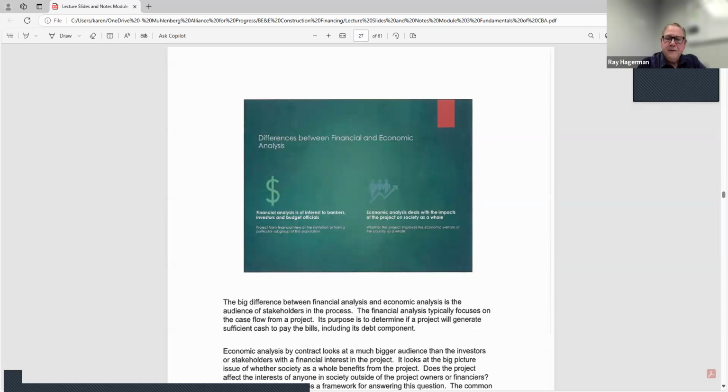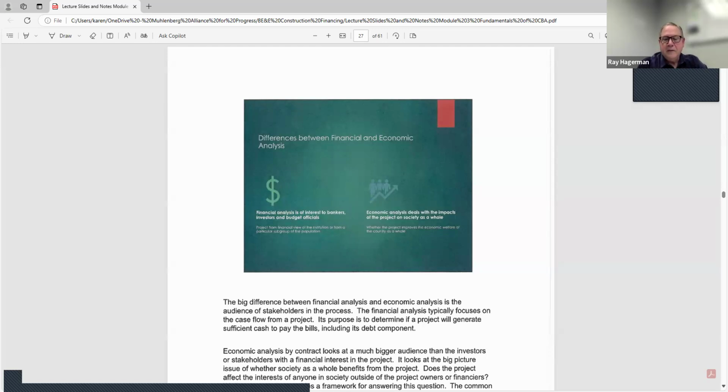Differences in financial and economic analysis. Financial analysis is of interest to the bankers. It's of interest to investors. It's of interest certainly to the sponsors of the project because theoretically they're going to make money. And budget officials, if somebody in the government says, oh yeah, by doing this project, as a result of our CBA, we find out that there's going to be a lot more tax revenues, so of course we're for it. It's of interest to us, right? How's it going to impact our budget?